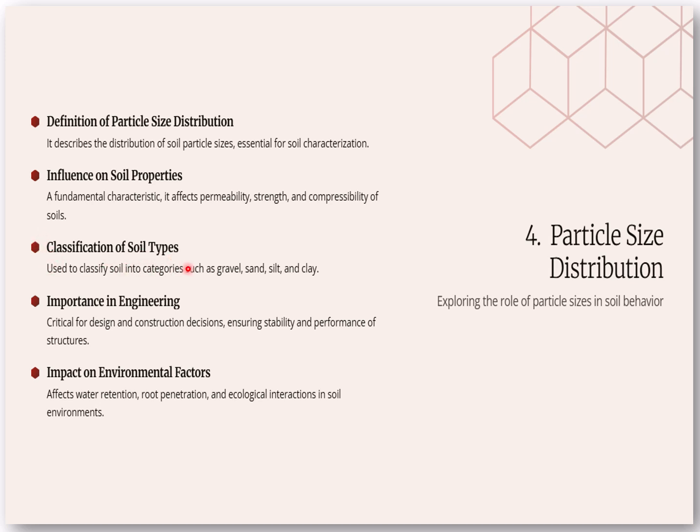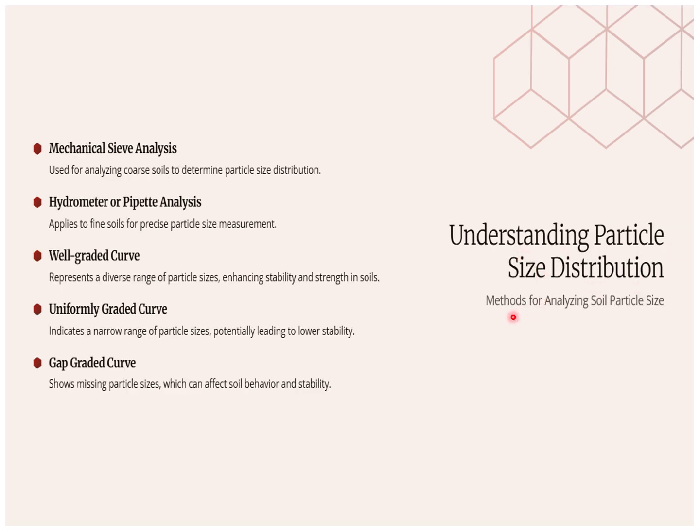Soil is classified into categories such as gravel, sand, silt and clay. Then what is the importance in engineering? It is crucial for design and construction decisions, ensuring stability and performance of structures. Then how does it impact environmental factors? It affects water retention, root penetration, and ecological interaction in soil environments. So we have seen the particle size distribution. Then what are the methods for analyzing soil particle size?